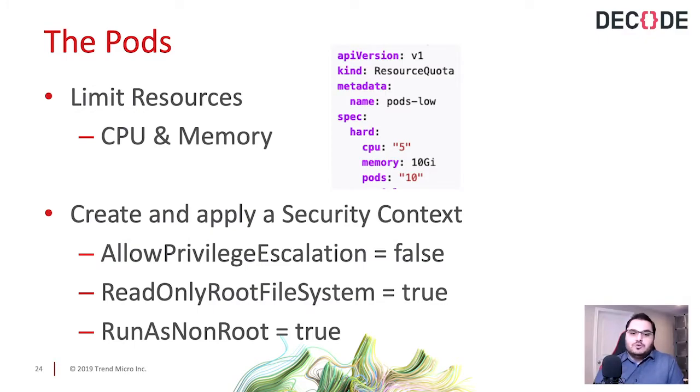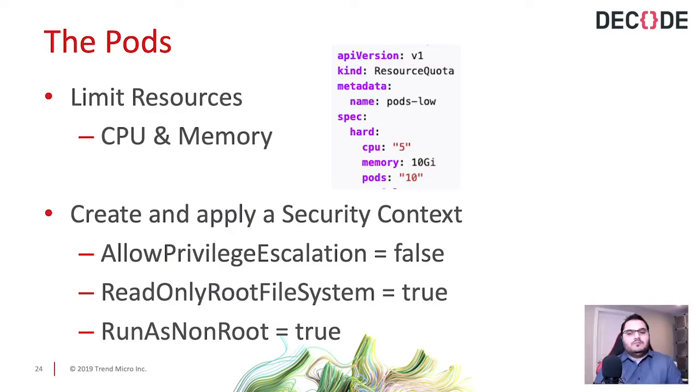Another thing that you can do is create and apply a security context, which is kind of security settings that you can do for your pod. Some of those are listed here. For example, allow privilege escalation false, right? So you don't want your containers to be able to escalate privilege and get more capabilities, right?